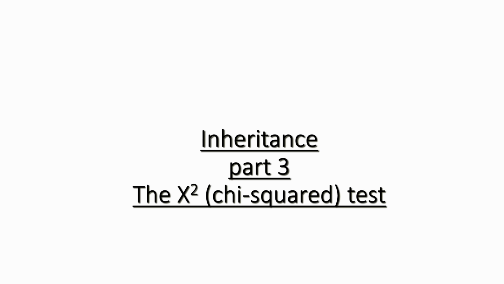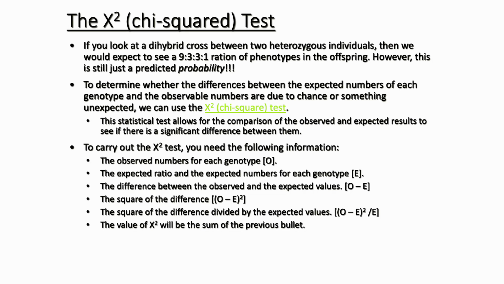Okay, inheritance part 3. This video actually just goes through the chi-square test if you're needing assistance with that. All right, the chi-square test. Typically when you cross two heterozygous individuals in a dihybrid cross, you would see a probability of 9:3:3:1 ratio for their phenotypes. Again, that's just a probability.